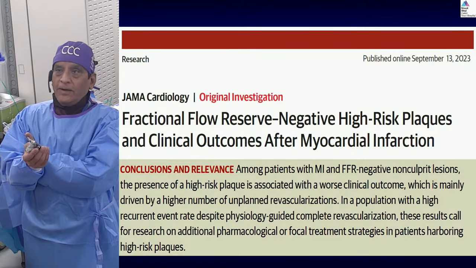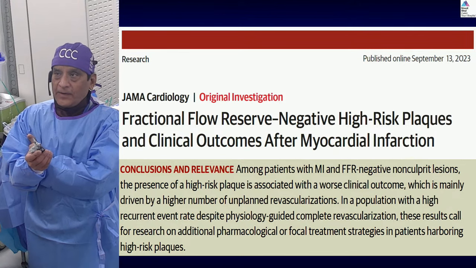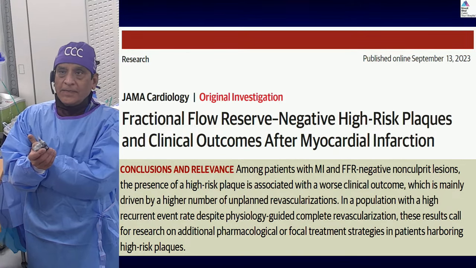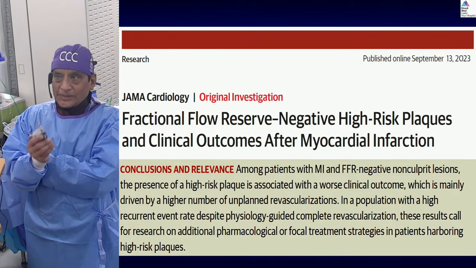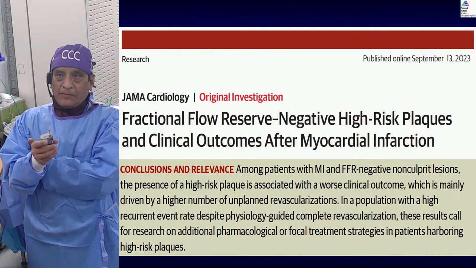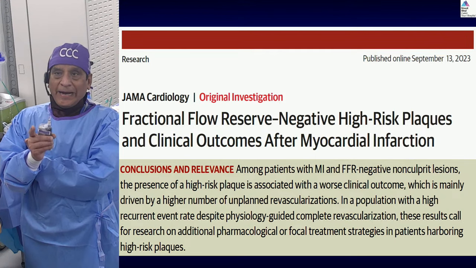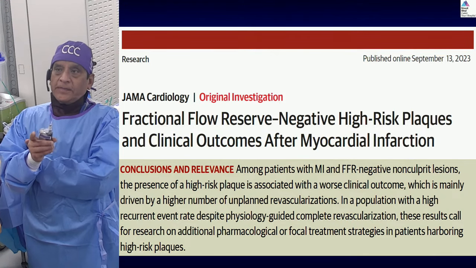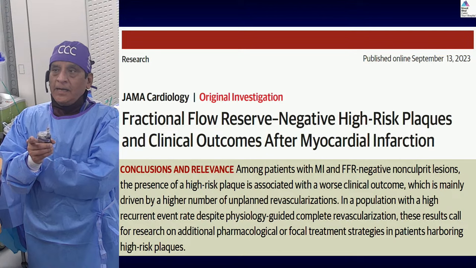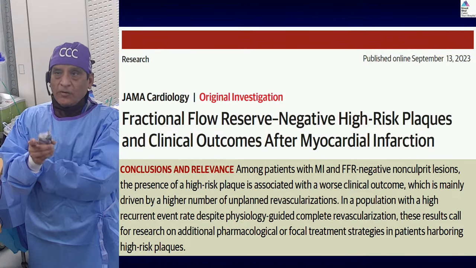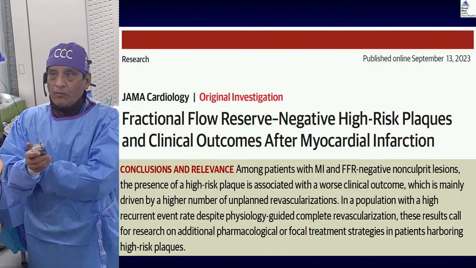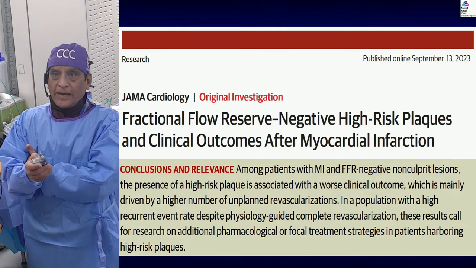So basically, among patients with MI and FFR negative non-culprit lesions, the presence of a high-risk plaque is associated with worse clinical outcome, which is mainly driven by a higher number of unplanned revascularizations. In a population with a high recurrent event rate, despite physiologically guided complete revascularization, these results call for research on additional pharmacological or focal treatment strategies in patients harboring high-risk plaque.